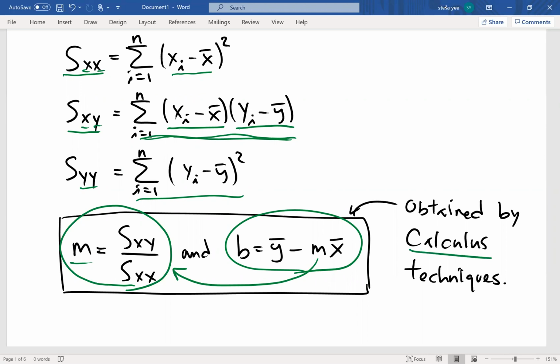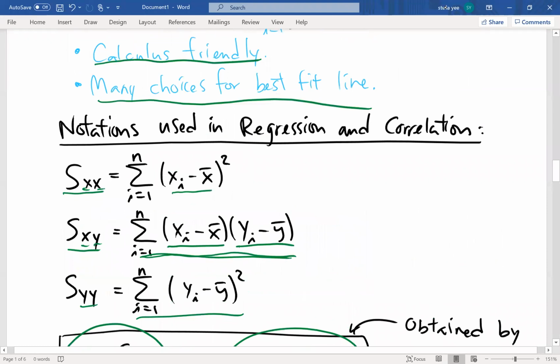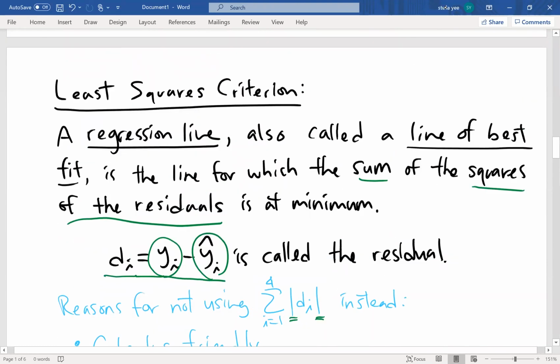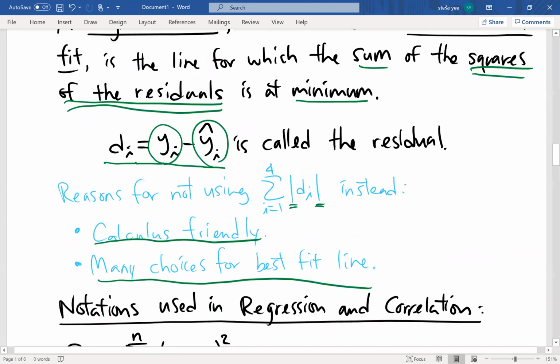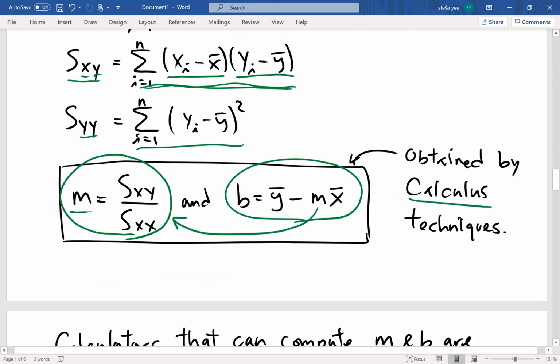Calculus is a good tool when you're trying to look for the maximum or minimum of something. With a least squares criterion, where we're trying to minimize a particular thing, trying to find the minimum of squared residuals, calculus is a good fit for that. So this is the formula over here.